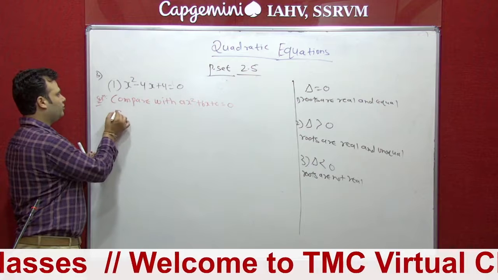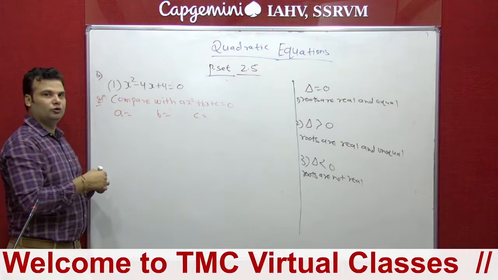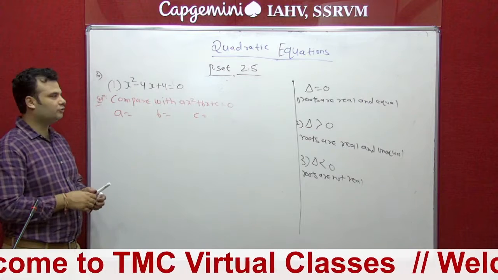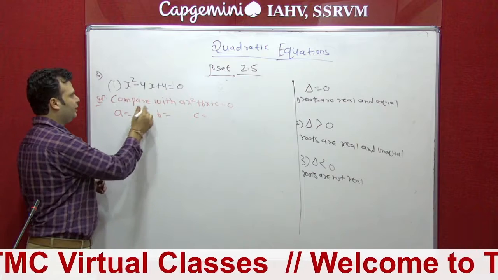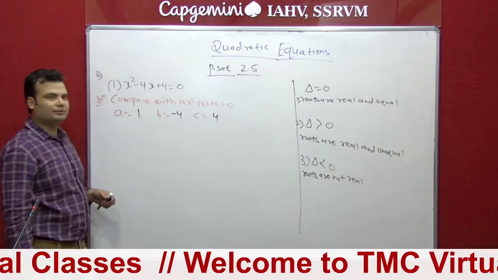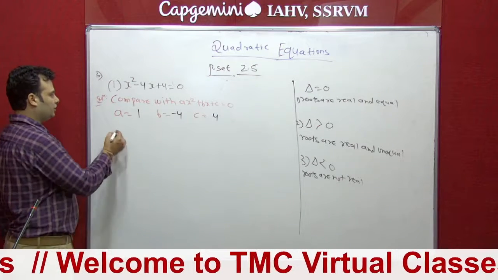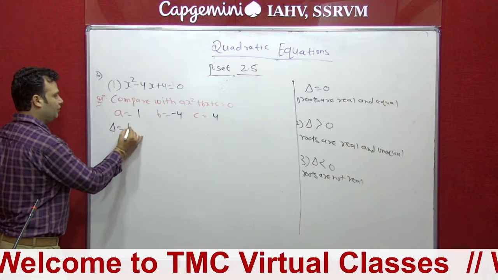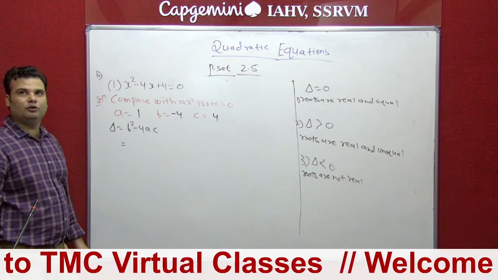So what is the value of a, b and c? We have solved this many times, so you can easily determine it. What is the value of a here? So 1. Yes, correct. b is minus 4 and c is 4. The next part is we have to find the discriminant, and at that time we can decide the nature of the roots. So discriminant means del equal to b square minus 4ac.